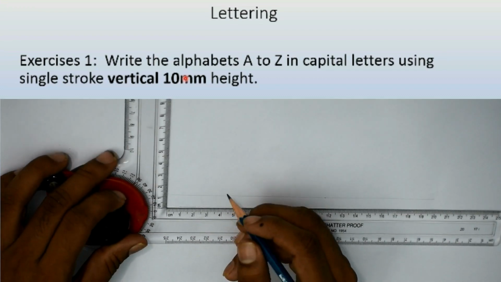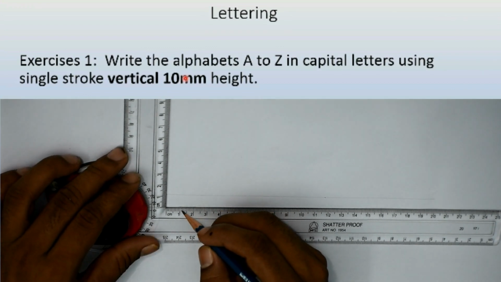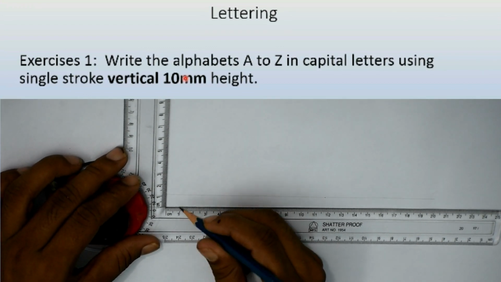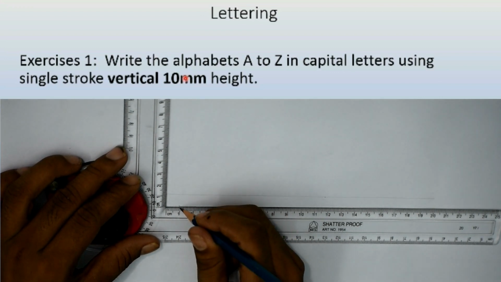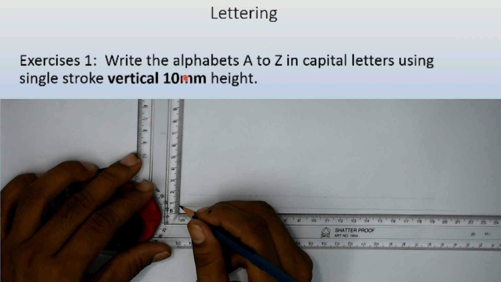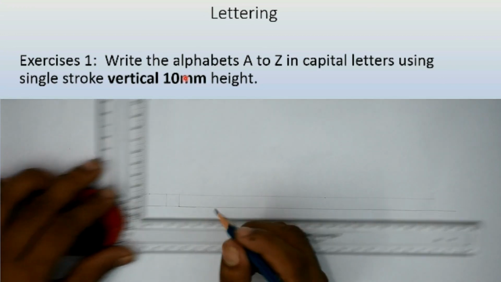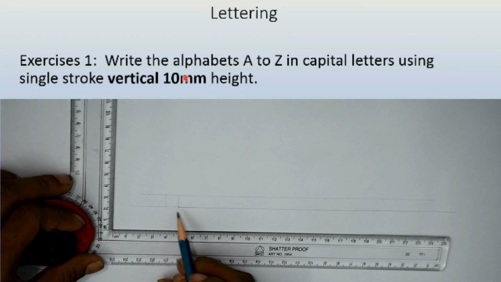So the first letter is A. As I have told you, for the letter A, the width would be the same as the height. This is the exceptional case. So you see that a box has been formed here. This is the width of the letter A.